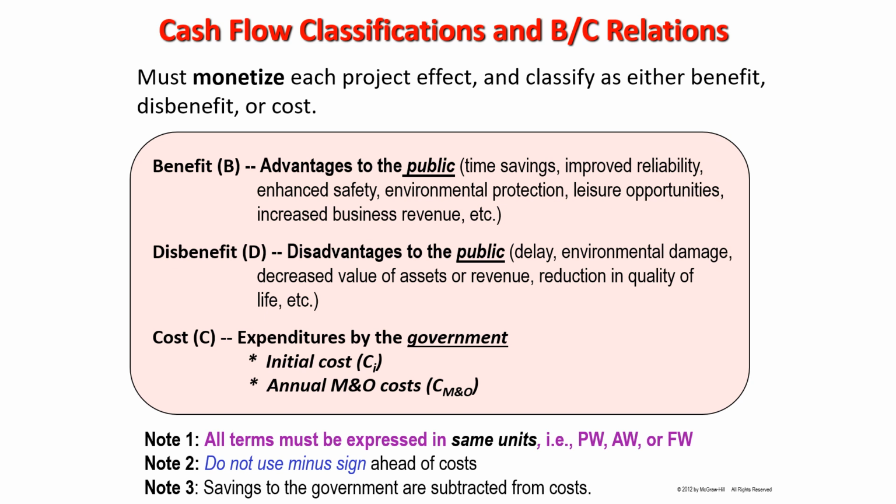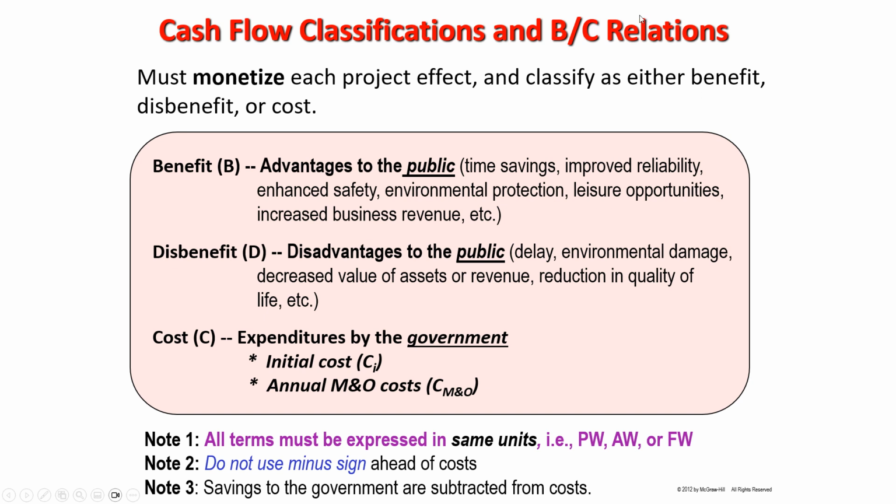And so you could convert all of the money in the project to the present, or you could convert all of the money in the project to an annual basis or to a future basis. But to calculate the ratio of B to C, all of the money needs to be in the present, annual basis, or future. It all needs to be at the same time.